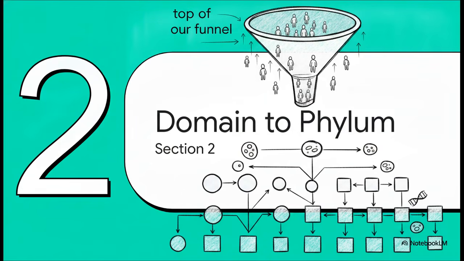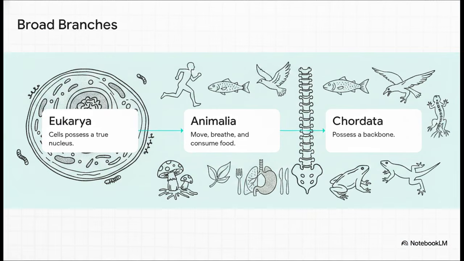Moving on to Section 2, broad branches from domain to phylum. All right, starting at the absolute macro level, the very top of our funnel is domain Eukarya. Why? Because unlike simple bacteria, your body is made up of complex cells that actually have a true nucleus, like a little VIP central command center protecting your DNA.